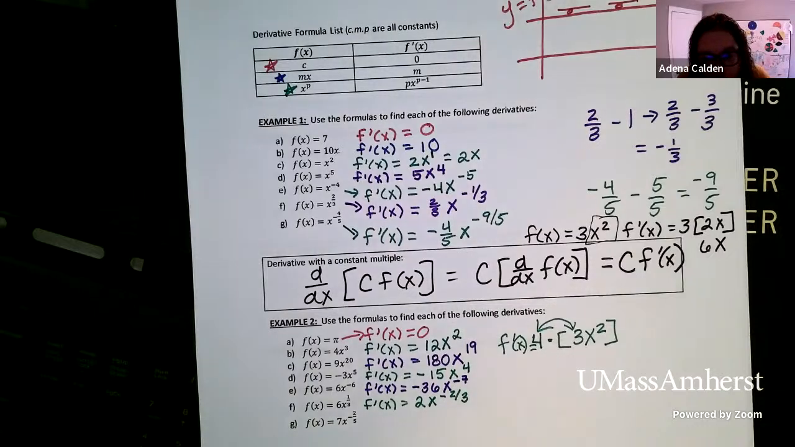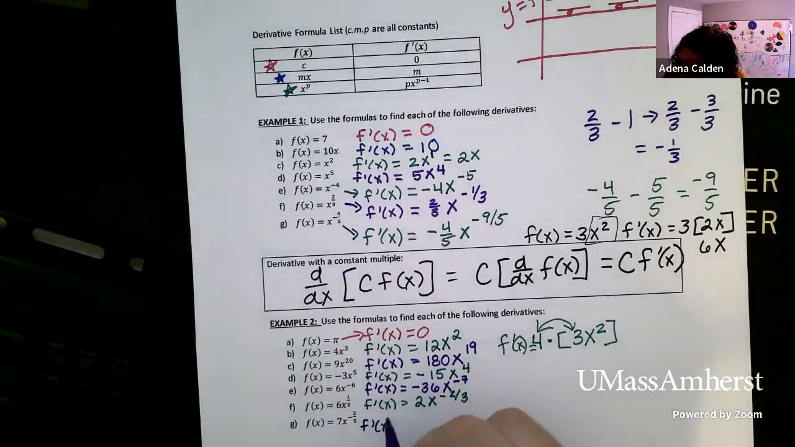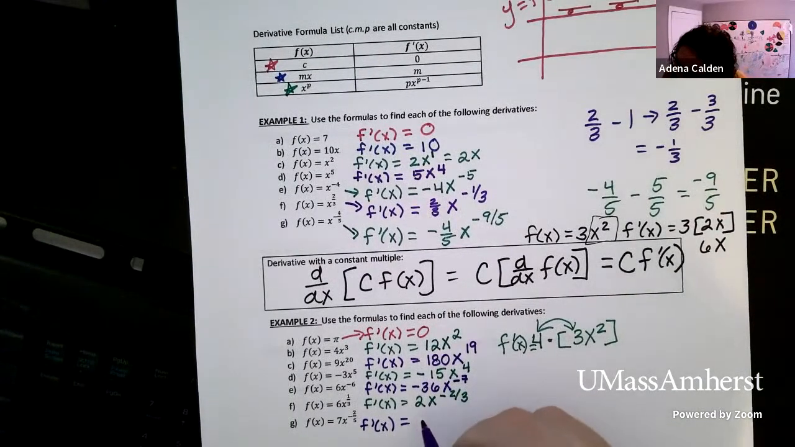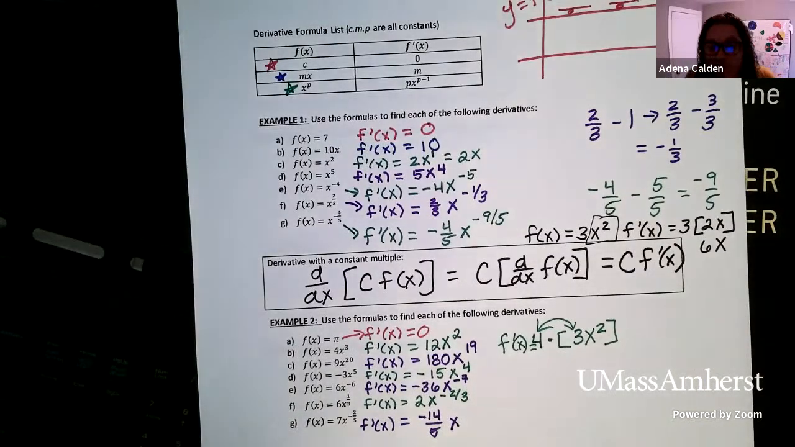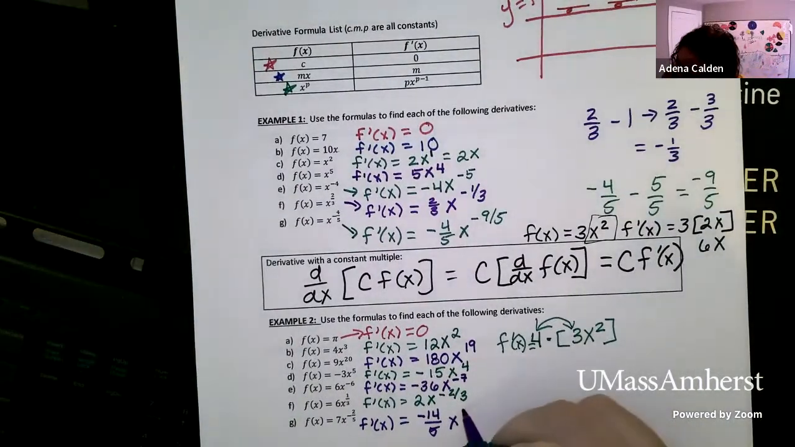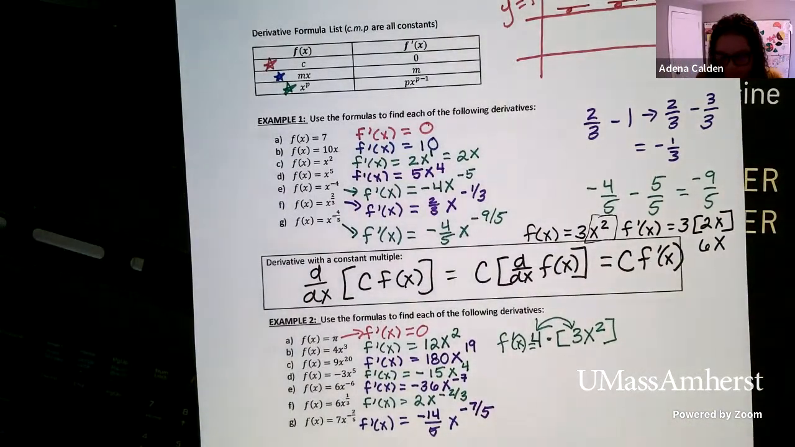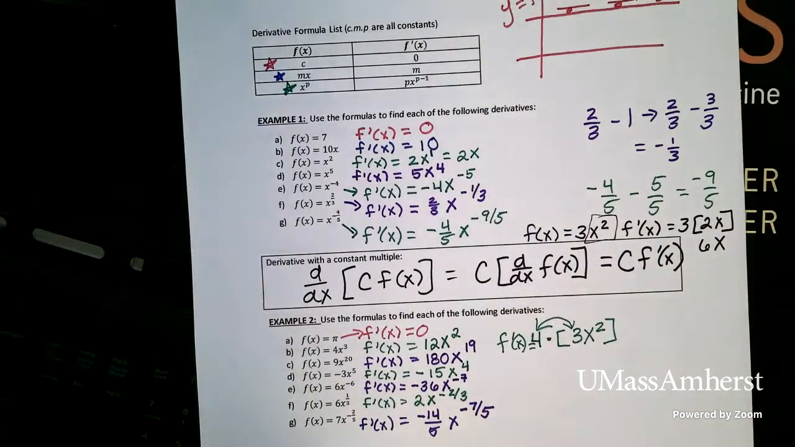And then finally, we have 7x to the negative 2/5. So when we take the derivative of that, the negative 2/5 comes down in front. So 7 times negative 2/5, we get negative 14/5 x. And now negative 2/5 minus 1 is going to give us negative 7/5. So as I mentioned, there's a lot that goes into these formulas.